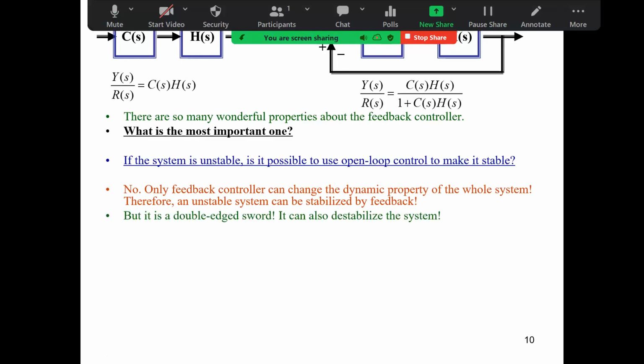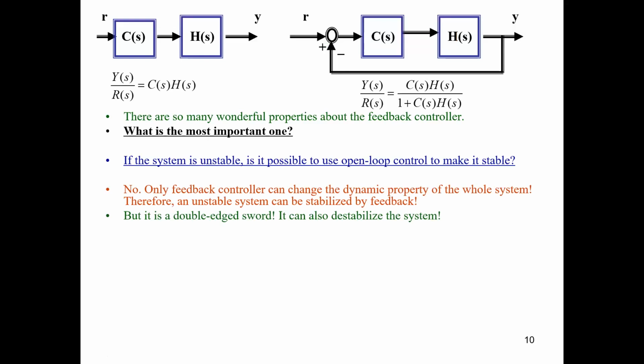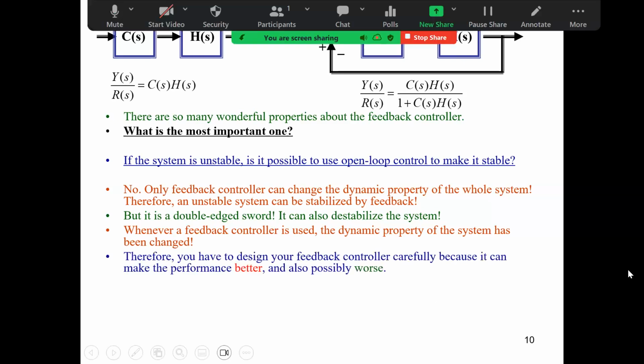But remember, you have to be very cautious when using feedback. It is a double-edged sword. It can also destabilize the system. So whenever a feedback controller is used, you have to carefully analyze the property of the system, because you know that the property will change because of the feedback. Okay? So you have to design your controller carefully. If you don't do it carefully, it may make the performance worse.